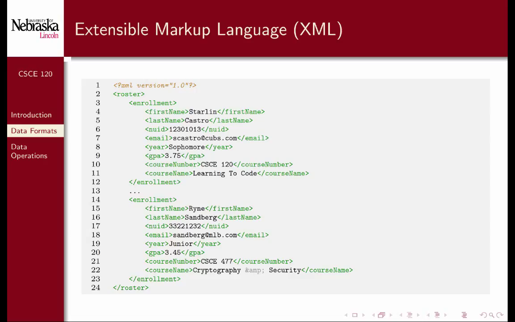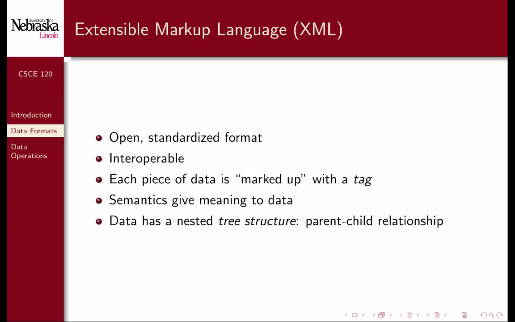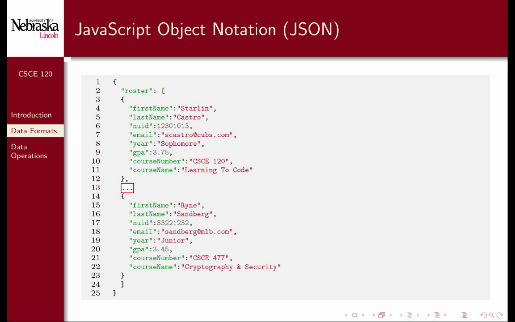Moreover, it has a tree data structure. The roster has various children tags called enrollment tags. Each enrollment tag represents an individual student and an individual course in which they are enrolled. This defines a parent-child relationship that's extremely easy to parse and work with.